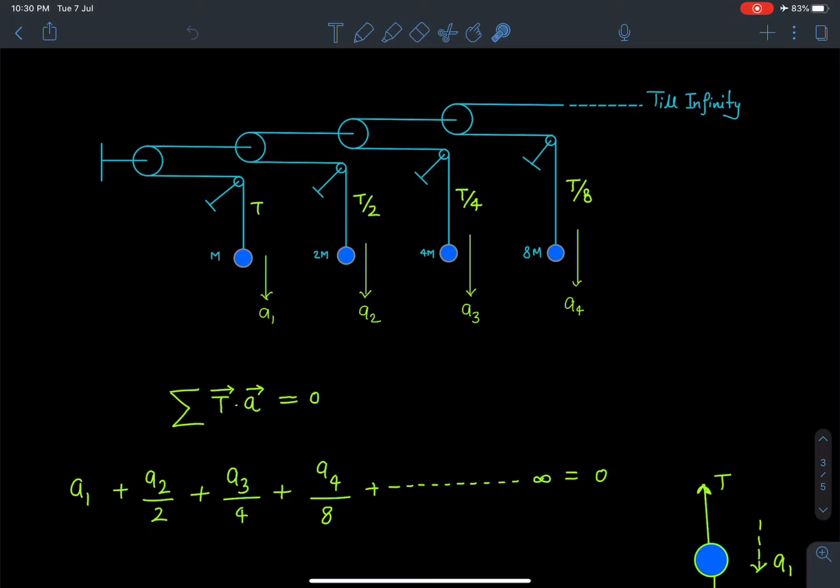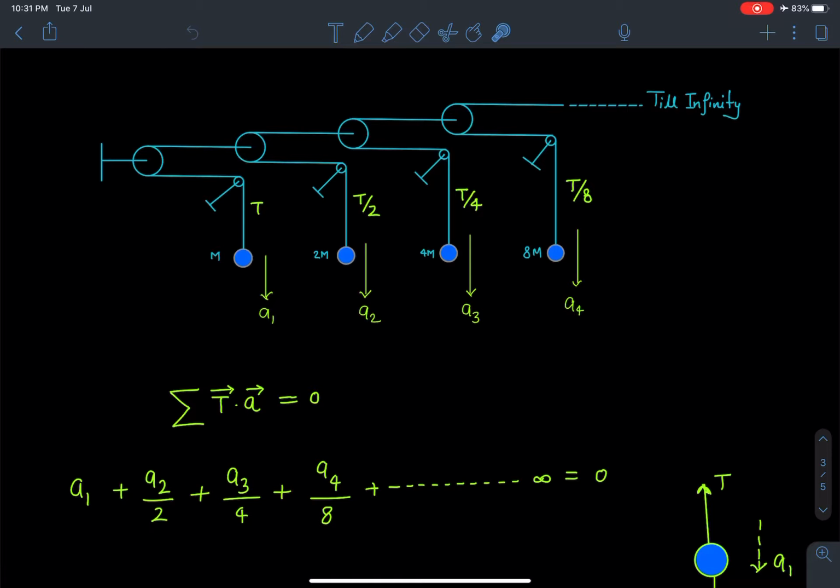To simplify, I'm assuming all the accelerations are in the downward direction, with values a1, a2, a3, a4. If my answer comes positive, it means my assumption of direction was right, otherwise it will be in the opposite direction. Similarly, I'm assuming the tension in this string is T, then here it will be T by 2 because this pulley is massless. So this tension is T by 2, the next one will be T by 4, the next T by 8, and it will continue until infinity.